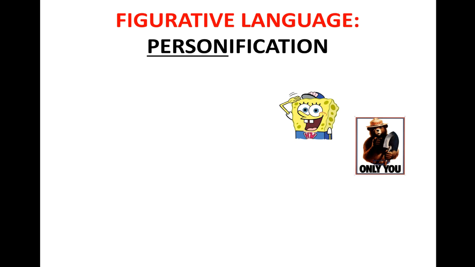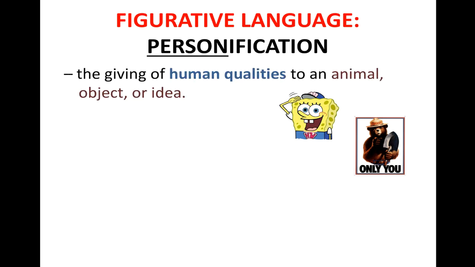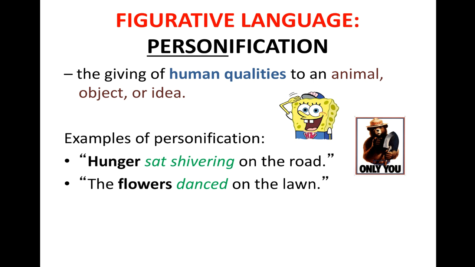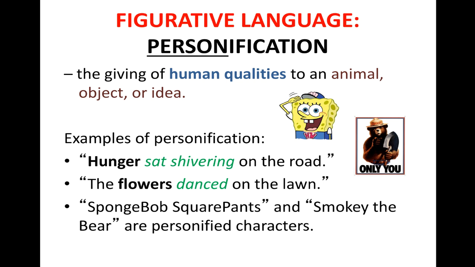Another one is personification. The giving of human qualities to an animal, object, or idea. Examples of personification: hunger sat shivering on the road. As you see, sitting is something that people do. The flowers dance on the lawn. Flowers can't dance, but we give this human quality to flowers. And as you may know, SpongeBob and Smokey the Bear are personified characters.